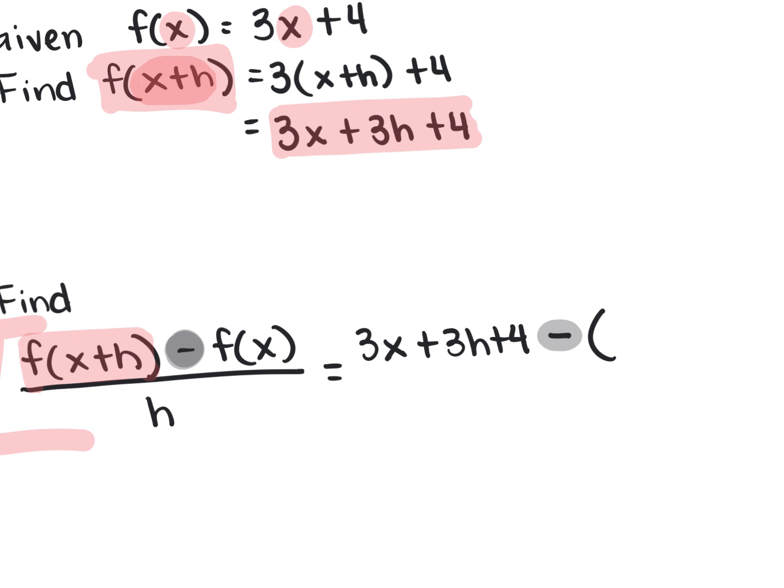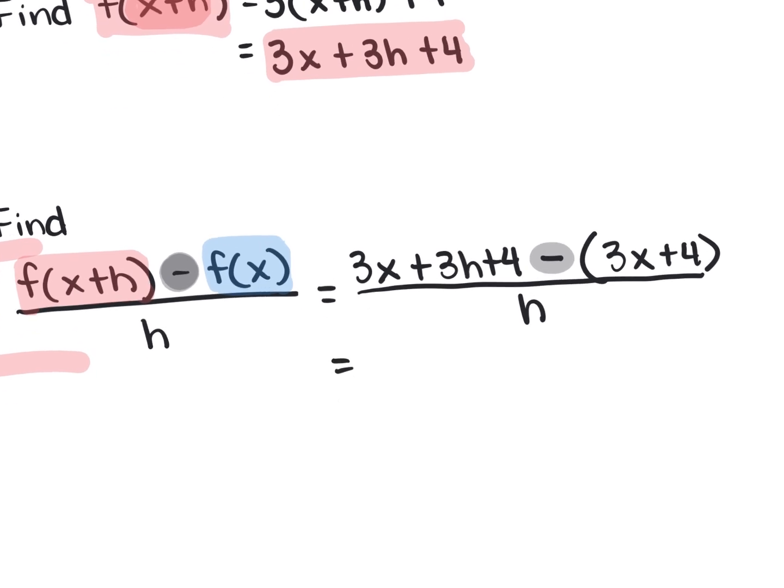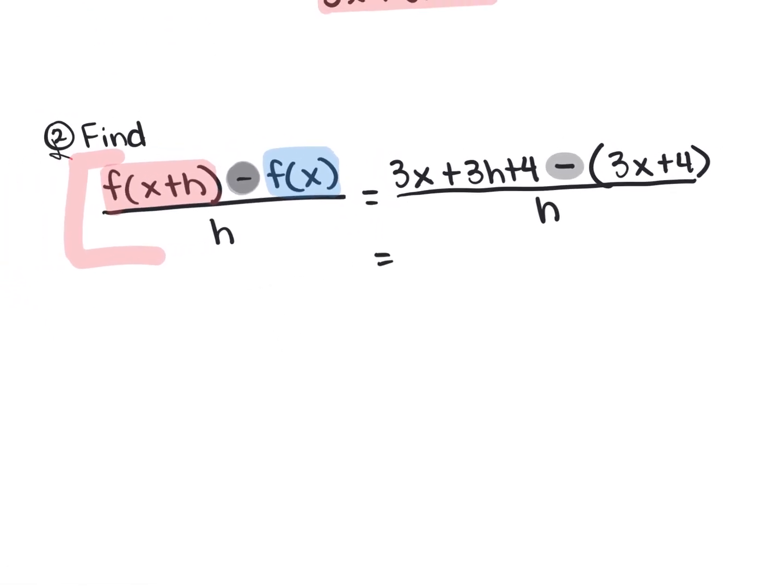Now, when I'm looking at f of x, I am looking back at the beginning of my problem, where I was told that f of x was 3x plus 4. So 3x plus 4 is equivalent to f of x, and I'm going to have 3x plus 4 here because that is the value of f of x. And then it has a denominator of h. Once we write that out, this first part is f of x plus h. This is f of x that we were given at the very beginning. And then the subtraction and the h are already part of it.